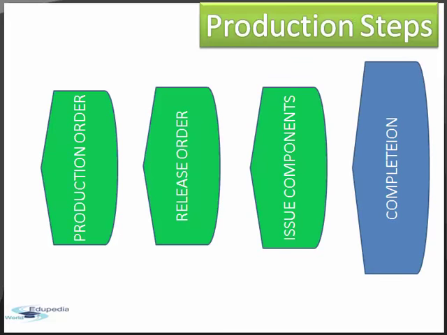Finally, the fourth step: when all the work is done, you report the completion of the production order. At this point, the finished items are received in the warehouse. You then can change the production order status to closed. Even after the production order is closed, the details on the production order cost can be found on the summary reports.